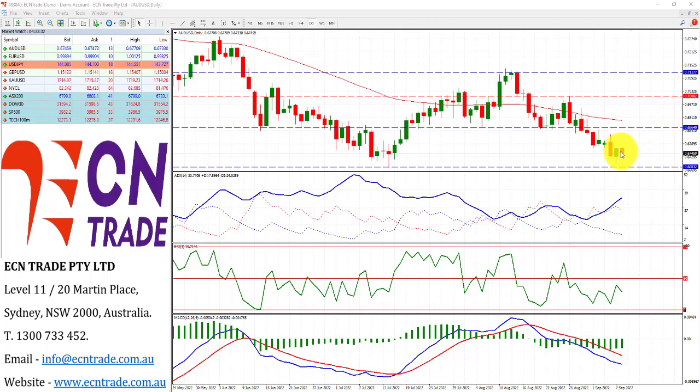Looking ahead, we do have the RBA Lowe speech next, so that could actually ignite a little bit of momentum. So do be aware, that's around lunchtime today.